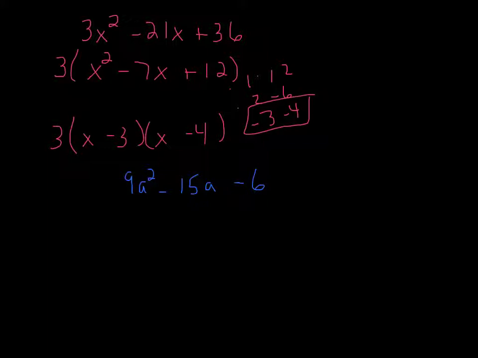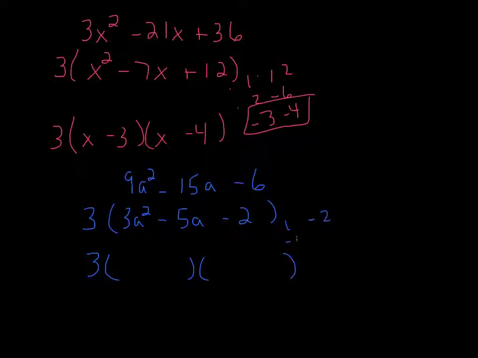Alright, so common factor is 3 again. So we have 3a squared minus 5a minus 2. Okay, and so now we're going to factor. So we have 3, and we know that we have 2 sets of parentheses coming. And the factors of negative 2, we have 1 and negative 2, or negative 1 and 2. And we have 1 and 3 is the only ones there.